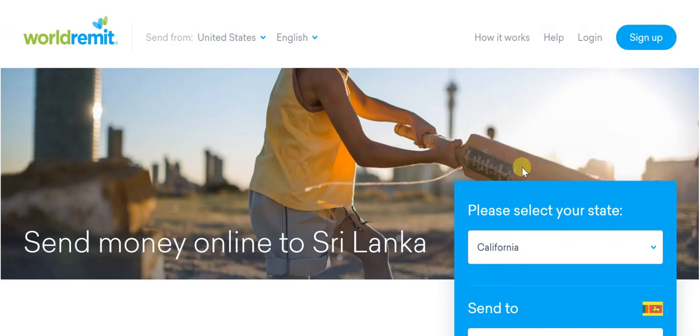So before concluding, we would reiterate that if you're looking to send money from the United States to Sri Lanka, look no further than WorldRemit.